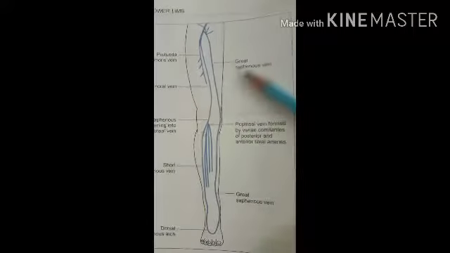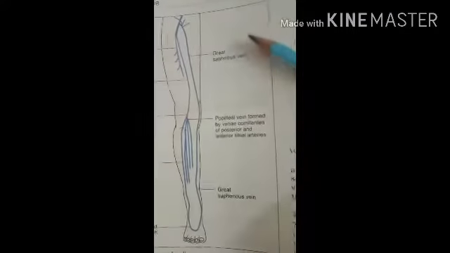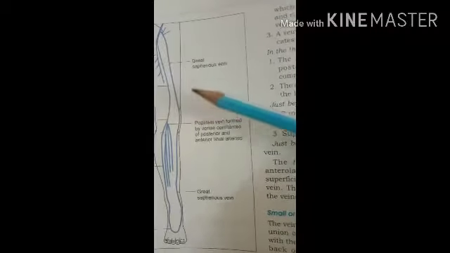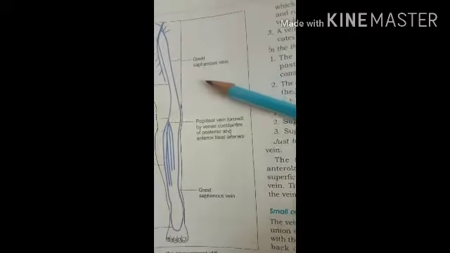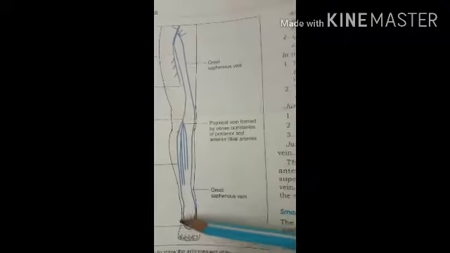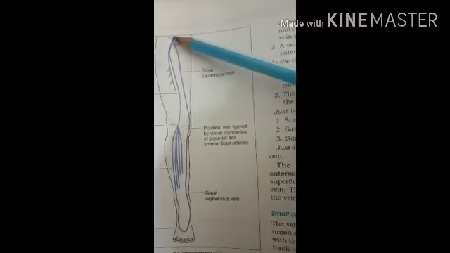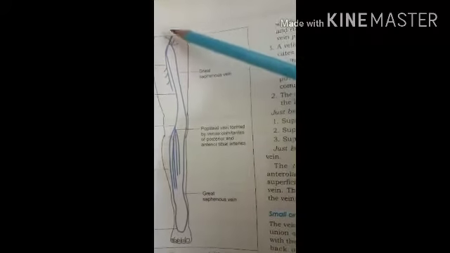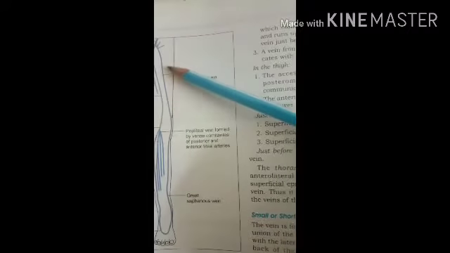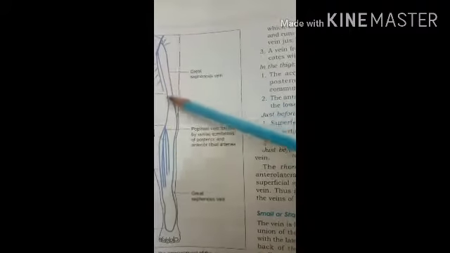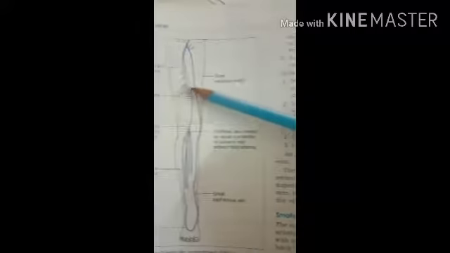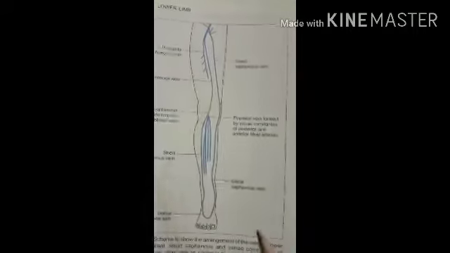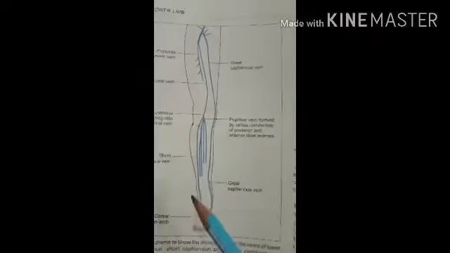So let's see the great saphenous vein. It lies in the superficial fascia and is easily seen. The great saphenous vein is the longest vein of the body. Here you can see that from the foot it goes upwards till the thigh into the femoral vein. It is the longest vein in the body and represents the pre-axial vein of the lower limb. It is also called the long saphenous vein. Then the course of the great saphenous vein.